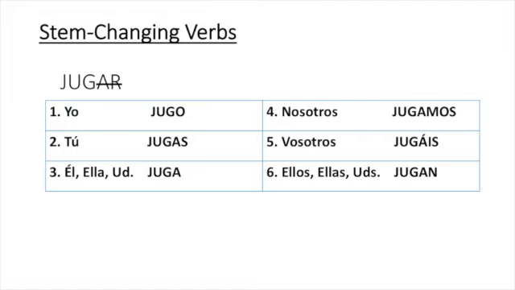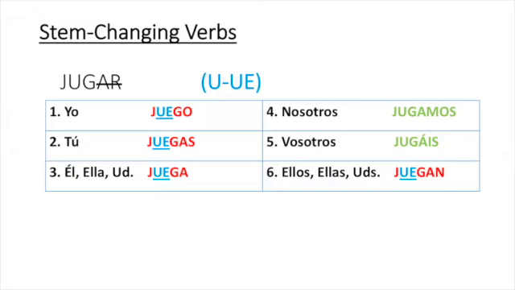Just like all of our other stem changing verbs, the nosotros and vosotros are correct, totally unaffected because they're not inside the boot. Our other forms, we must take the U, change it to a UE. So we end up with juego, juegas, juega, jugamos, jugáis, and juegan.